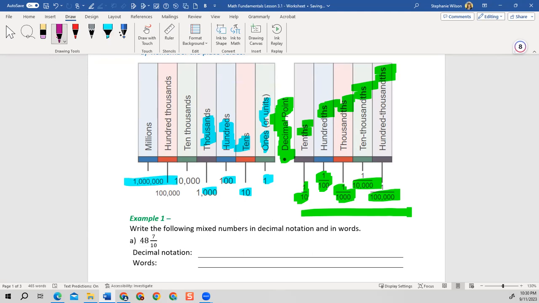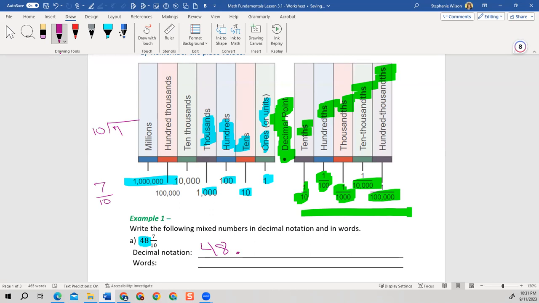So in example 1, it says, write the following mixed number in decimal notation and in words. When I look at this mixed number here, I notice that we have a whole number right here. This whole number goes in front of the decimal. Now we're going to look at the 7/10 and figure out what decimal this is. So what I could do is long division. The numerator, the number on top, always goes inside the doghouse. The number on bottom, which is the denominator, always goes on the outside.